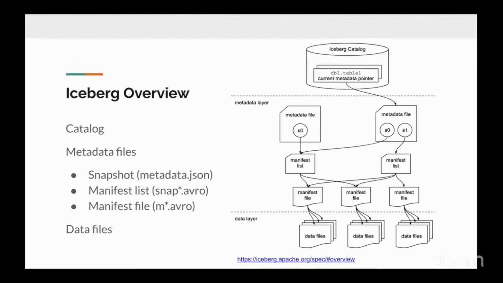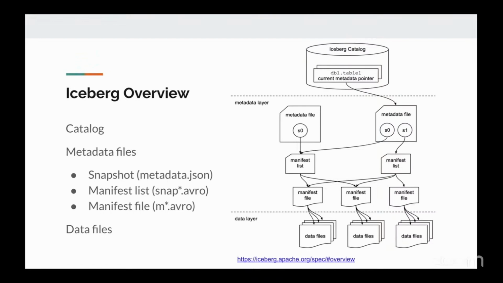Cool. You've already seen this a million times. No Iceberg talk is a real talk without this diagram. You've got the catalog, the metadata, the data, and then snapshot, manifest list, manifest file. The biggest thing to note is that there's a clear separation between data files and metadata. The whole point is that you have some metadata about your data, an abstraction layer that you can work through.